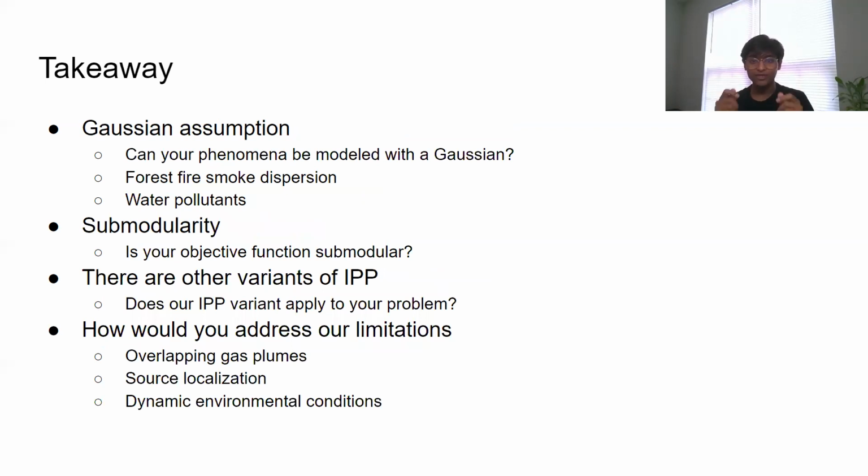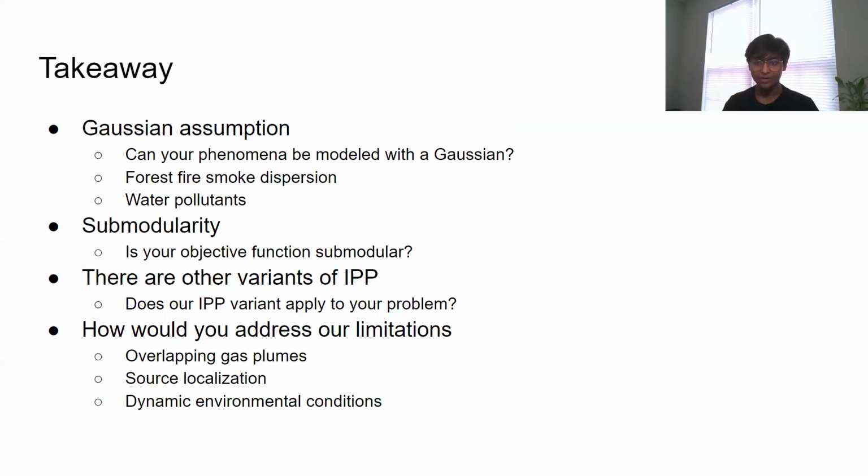And here's what I would like for you to take away from this presentation. I hope that you consider the Gaussian assumption. Are you solving a problem where your particular phenomena of interest can be modeled using Gaussians? Gaussians are omnipresent in nature. Dispersion of gases can be modeled as Gaussians. There are models for forest fire smoke dispersion that can also be modeled using Gaussians. Water pollutants have been shown to disperse similar to a Gaussian.